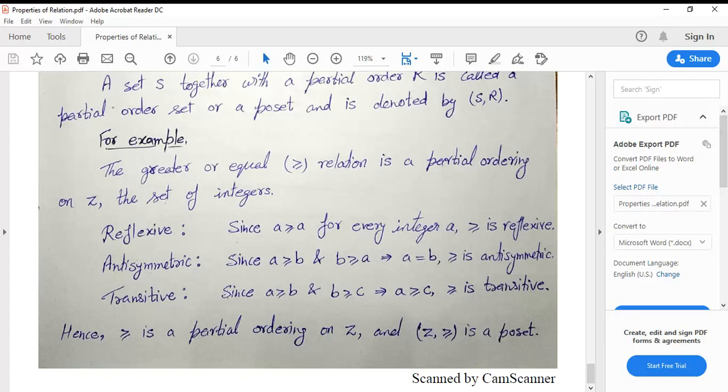Now transitive. Here we take three elements A, B, C of the set of integers. If A is greater than or equal to B and B is greater than or equal to C, then it is also true that A is greater than or equal to C. So we say that greater than or equal to is transitive. So it satisfies all three properties. So greater than or equal to is a partial order relation on the set Z. So this is our poset. So today's lecture is completed now. Thank you.